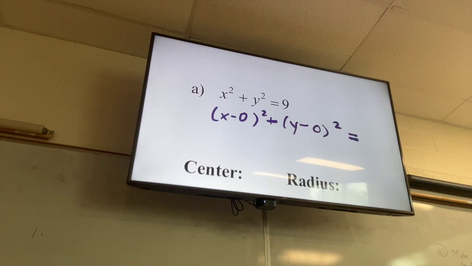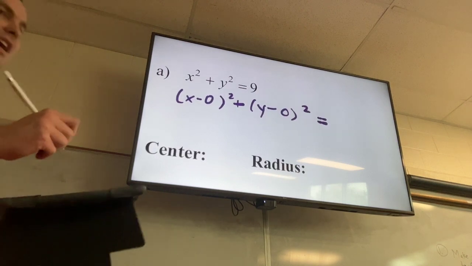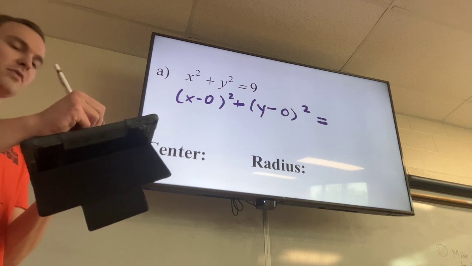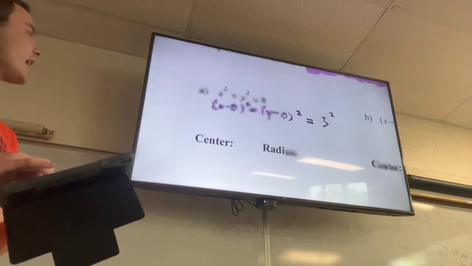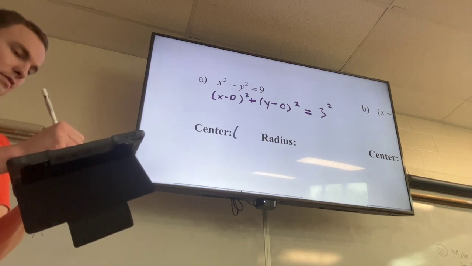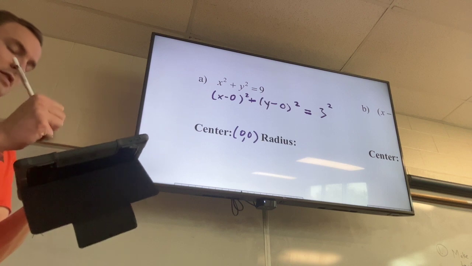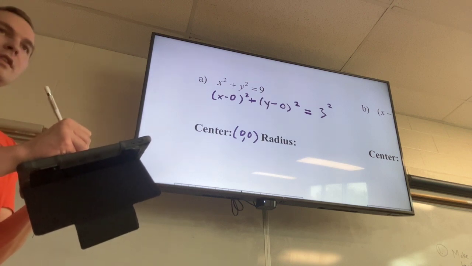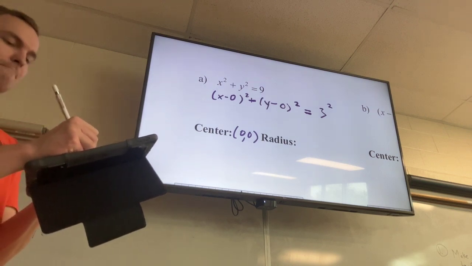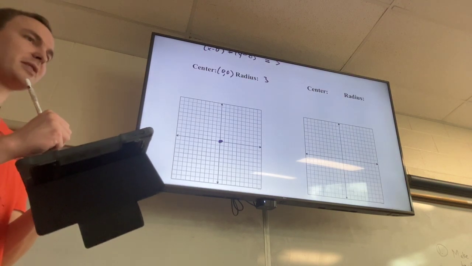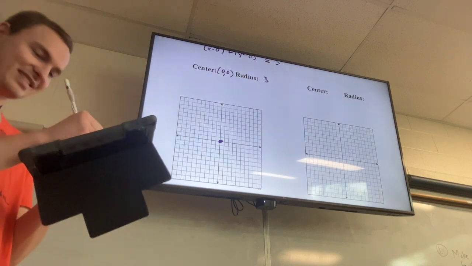And then let's rewrite the right side as something squared. 9 is what squared? 3 squared. Okay, so what's my center? 0 comma 0. What's my radius? 3. That's it. Let's graph it. Is the graph going to be a circle? The graph's going to be a circle, yeah.